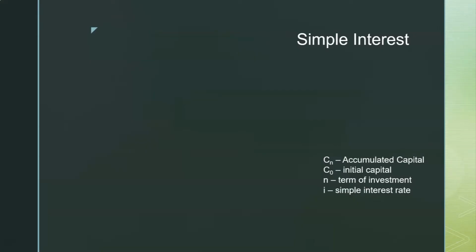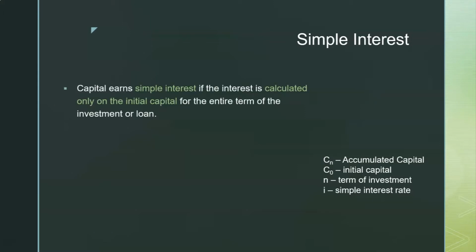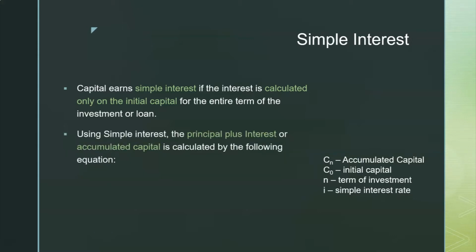We're going to be talking about two kinds of interest, simple interest and compound interest. We'll start off by talking about simple interest. Capital earns simple interest if the interest is calculated only on the initial capital for the entire term of the investment or loan. Using simple interest, the principal plus interest, or accumulated capital, is calculated by the following equation.